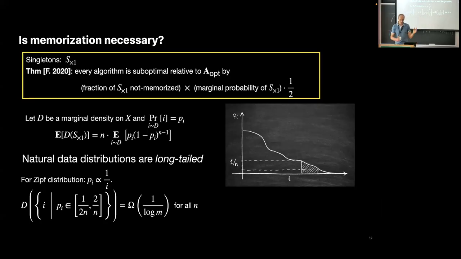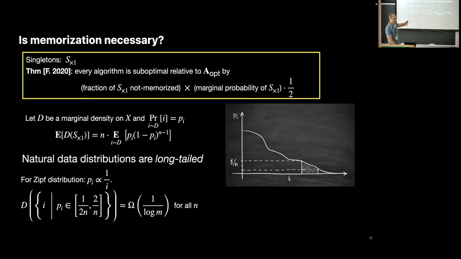So if m is not that much larger than, say, n, this will be a relatively significant part of the distribution. And importantly, for all n, it doesn't even matter what n is. Well, it matters, but not hugely. So that's an example. So the answer to the question about memorization is in the properties of this distribution.